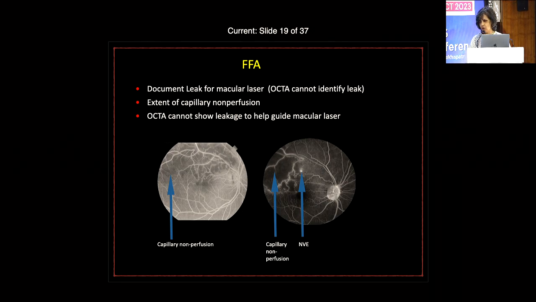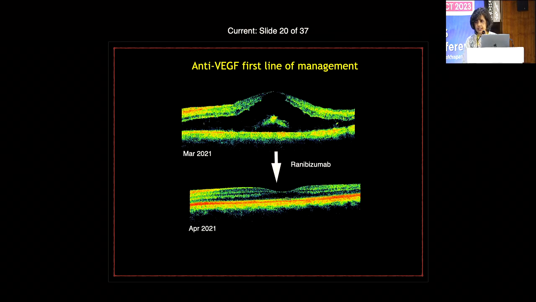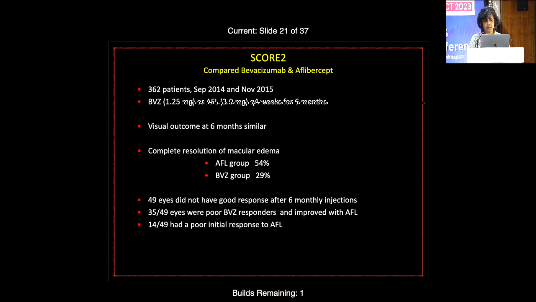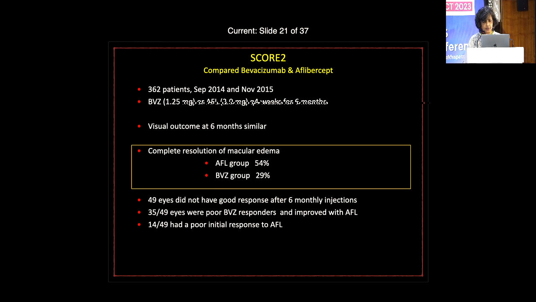Fluorescein angiogram is not routinely required in vein occlusions, except when we want to do laser for the macular edema, because leakage is not shown up on OCT angiogram. OCT angio can otherwise pick up NVD, hypoperfusion, ischemia, as well as NVE if it's a wide angle system. First line of treatment remains anti-VEGF injections for macular edema.